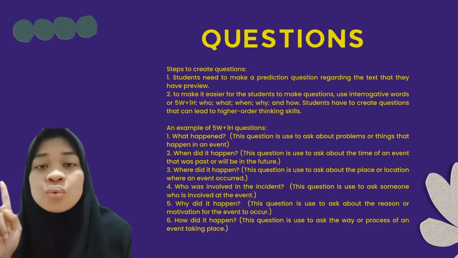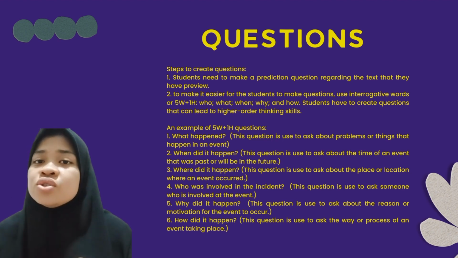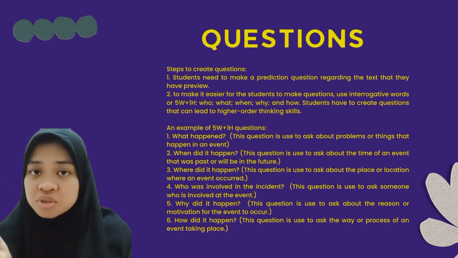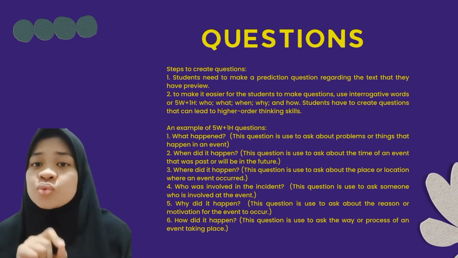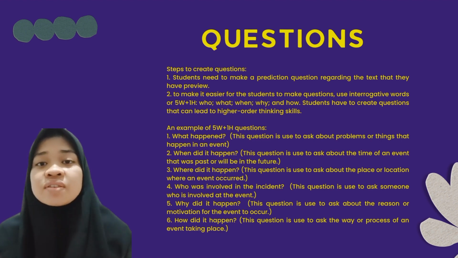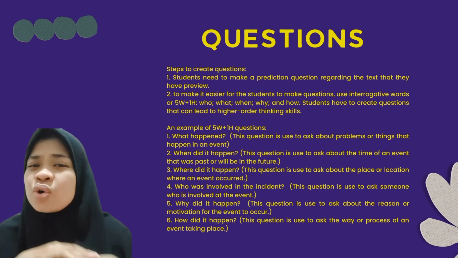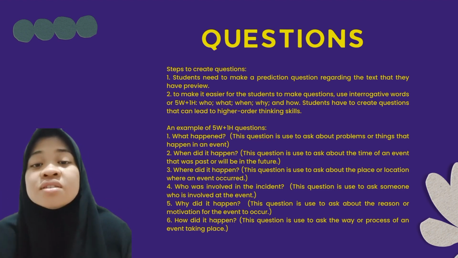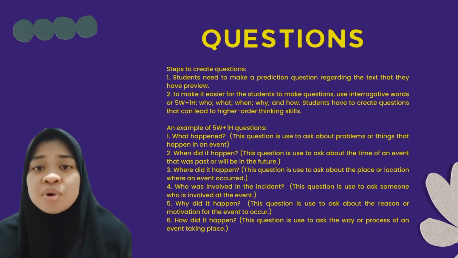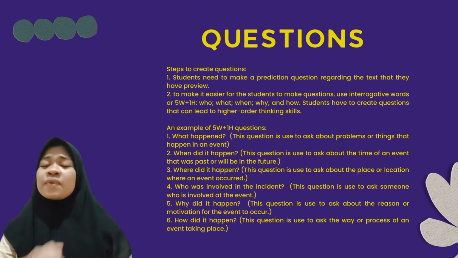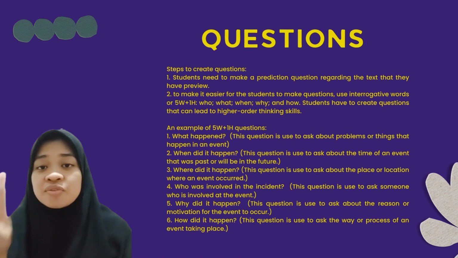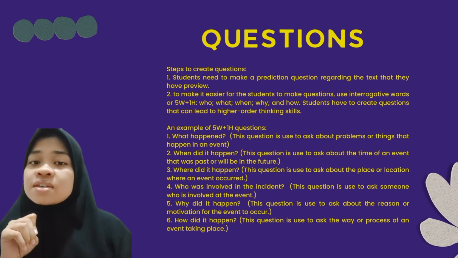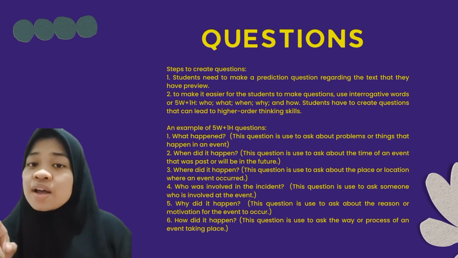Number 1. What happened? This question is used to ask about problems or things that happen in an event. Number 2, when did it happen? This question is used to ask about the time of an event that was in the past or will be in the future. Number 3, where did it happen? This question is used to ask about the place or location where an event occurred. Number 4, who was involved in the incident? This question is used to ask who is involved in the event.